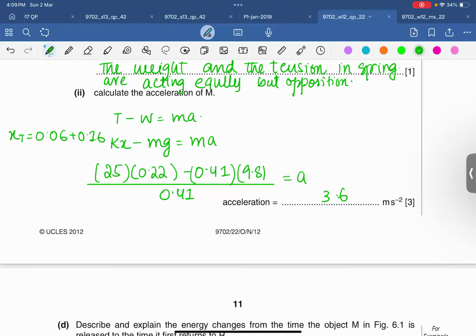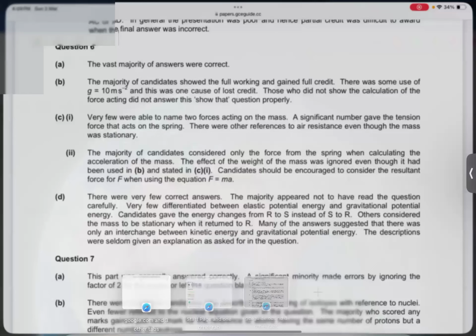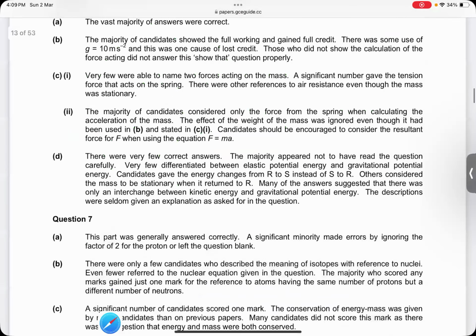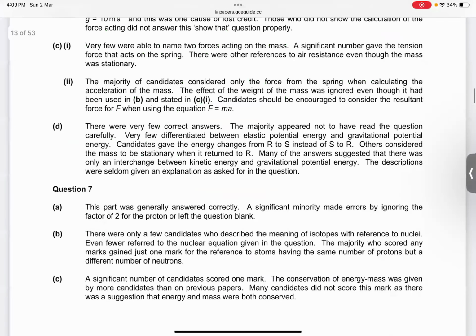Maybe they are highlighting this same mistake here: the majority of the candidates considered only the force from the spring when calculating the acceleration of the mass.